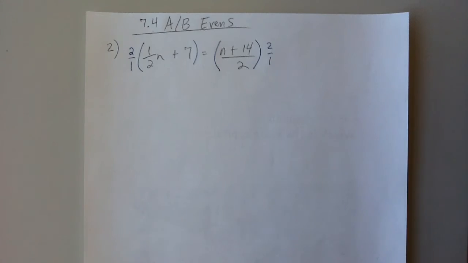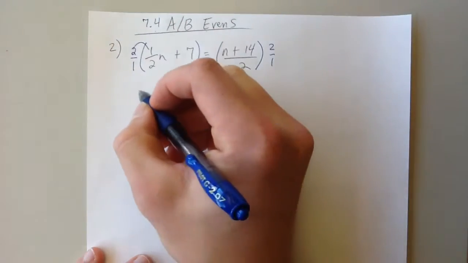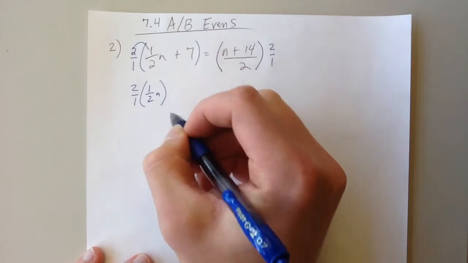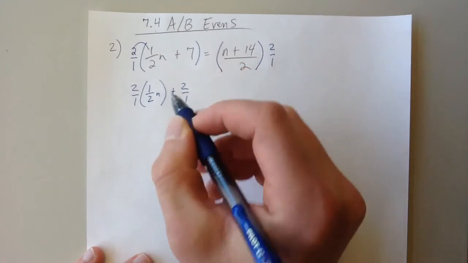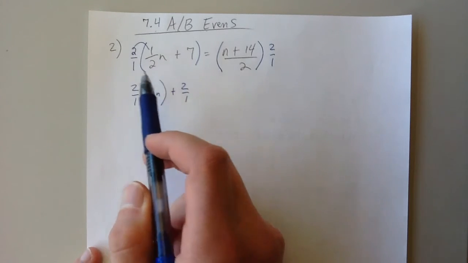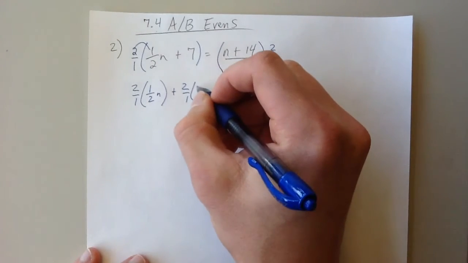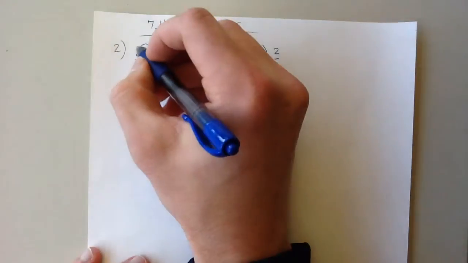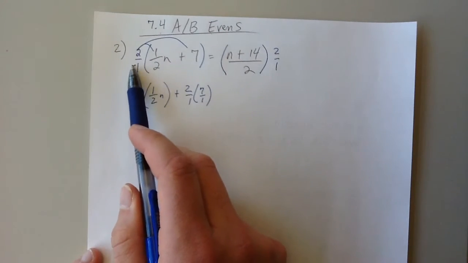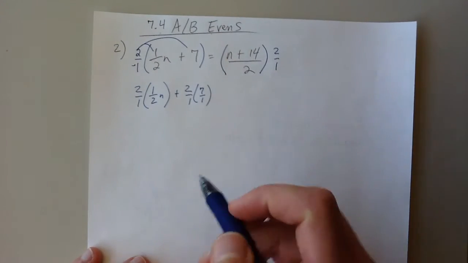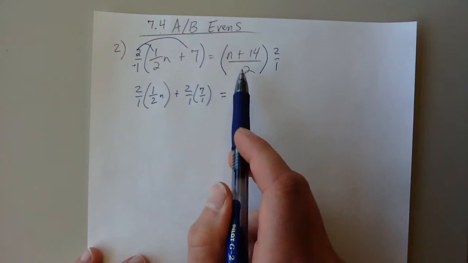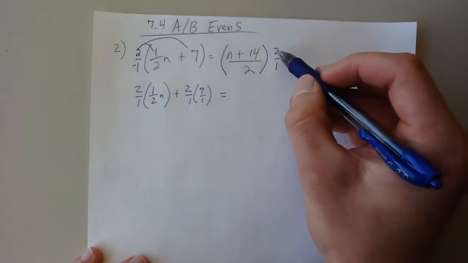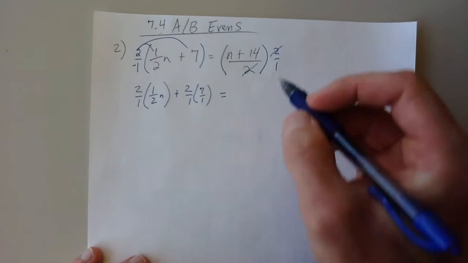Using the distributive property, here I have 2 times 1/2 n, so 2 over 1 times 1/2 n. Then I put plus 2 over 1, since it's a positive 2 that I am distributing, plus 2 over 1 times 7. And I will go ahead and write 7 as a fraction also. It's 7 over 1. So I've distributed 2 to both terms inside the parentheses. That's my left side. On the right side, I have this term times 2. Now, I can right away just cross simplify. Since I have 2 up top and 2 on bottom, that simplifies to 1 over 1.